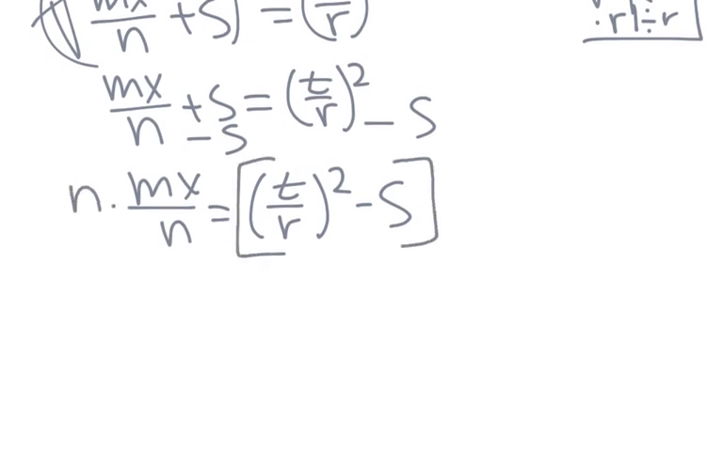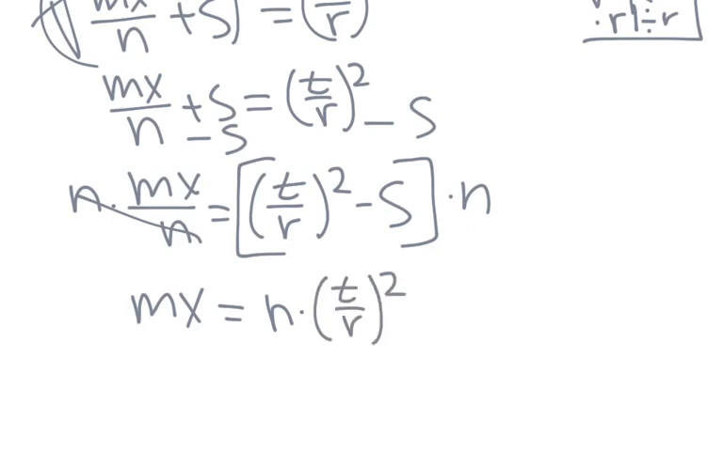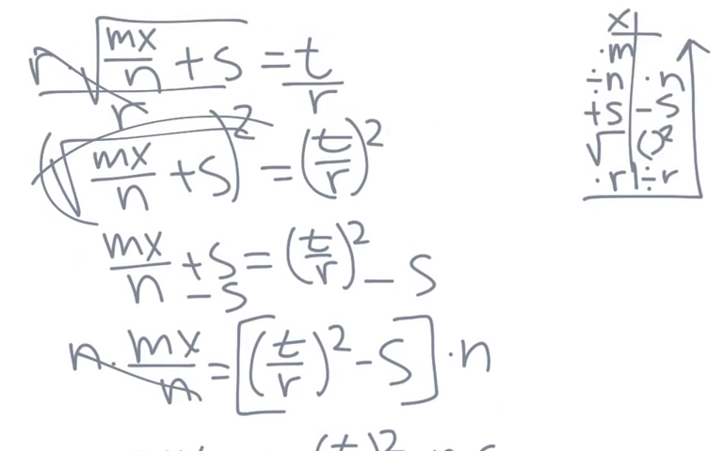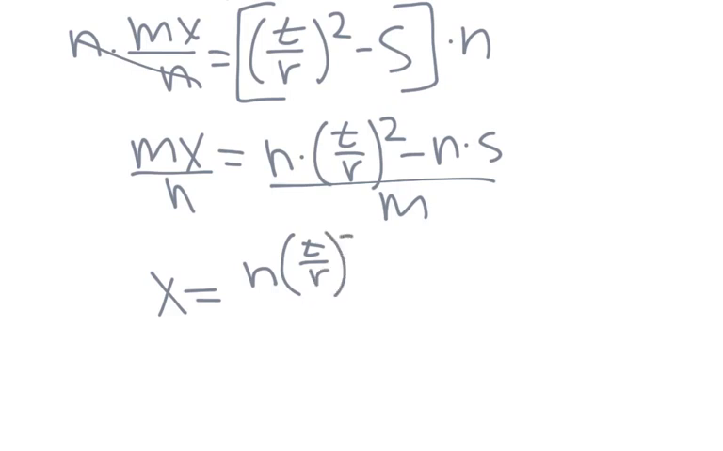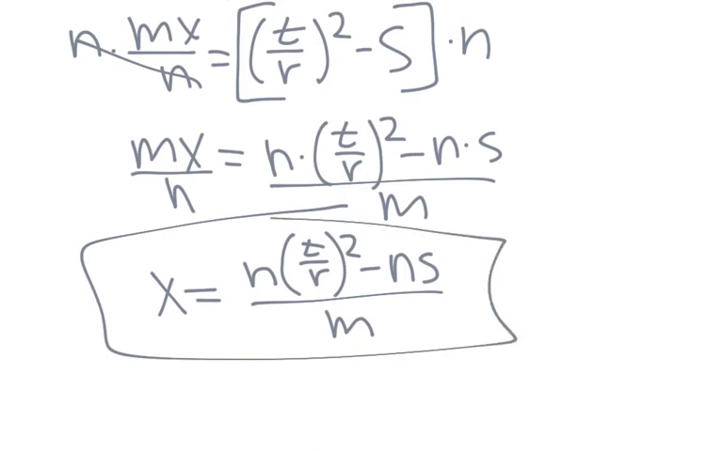So all of this gets multiplied by n. I can leave it that way, or I could try to distribute it. It would look like that. Then that last step is dividing by m, and then we end up with our really ugly opposite side, and it looks like that. Alright, and that's kind of dealing with those literal equations.